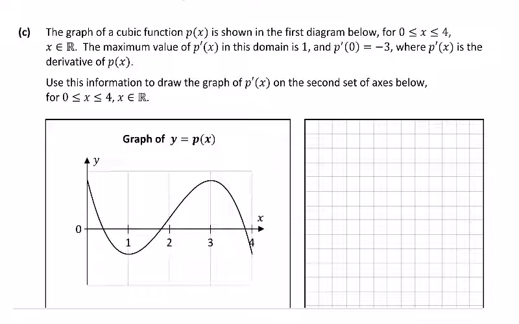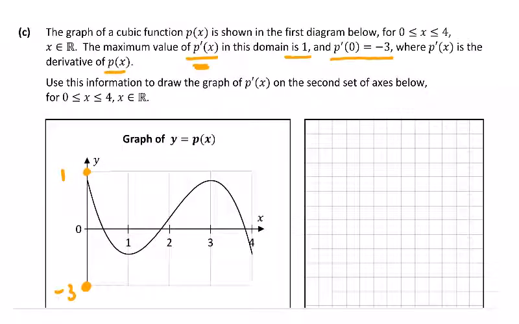In part C, we're given the graph of this cubic function in the domain between 0 and 4. We're asked to draw the graph of the derivative, p prime x. I haven't got it on this slide. The max value of the derivative is 1, and p prime 0 is minus 3, so it's going to cross the y-axis at minus 3. And up here at 1, the max value.